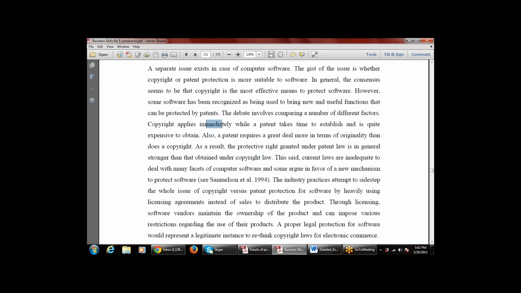Copyright applies immediately, while a patent takes time to establish and is quite expensive to obtain. That is, whenever I get the digital copyright, it applies automatically and immediately. Also, a patent requires a great deal more originality than a copyright. As a result, the protective right granted under patent law is in general stronger than that obtained under copyright law.